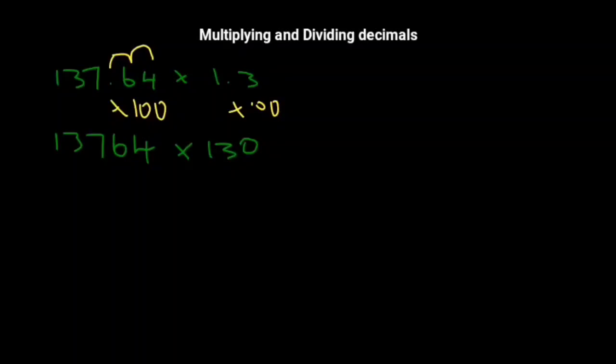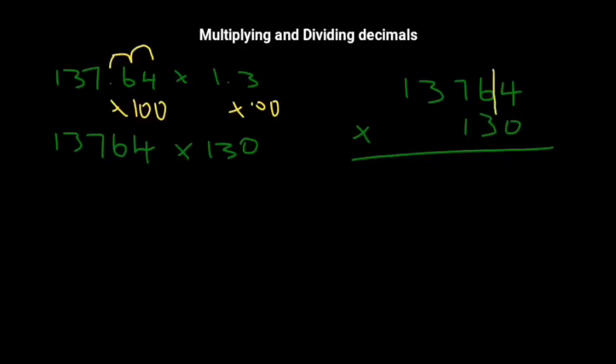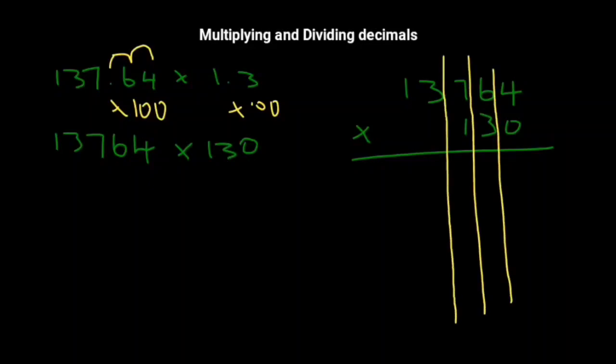Now that we've got that, we're going to multiply as normal. So we have 13764 multiplied by 130, and we're going to now multiply this as per normal. So let's draw in our columns so that we don't get confused. Obviously, as time goes by and you continue to practice, you would not need to draw in the columns. This will come natural to you. But for now, if you do get confused, you should draw your columns.